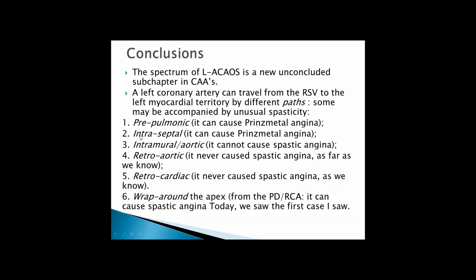The case that we just saw of a retroaortic circumflex had the wraparound origin of the left anterior descending from the posterior descending, and that case had the positive history of angina, and now we know related to spasm both of the circumflex and the LAD.